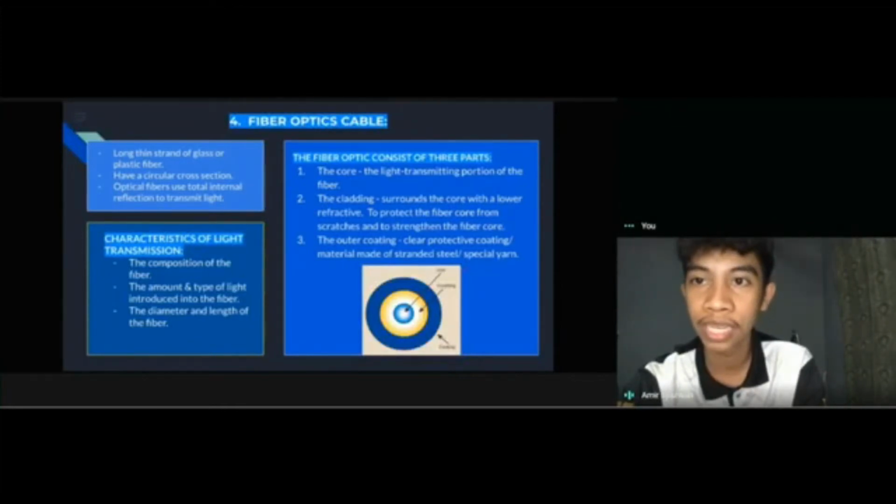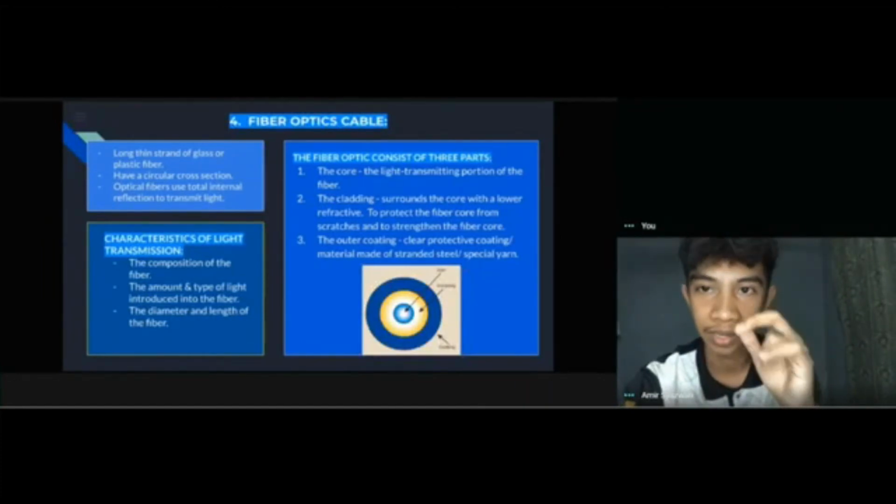Next, fiber optic cable. It is a long thin strand of glass or plastic fiber used to transfer signal in the form of light from one point to another point. Most fiber cables have a circular cross-section with a diameter of only a fraction of an inch.